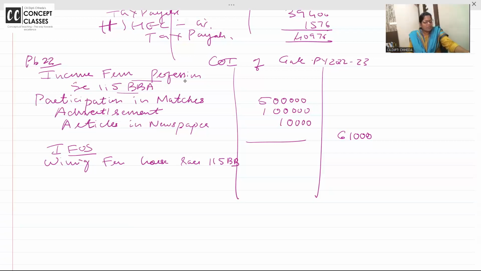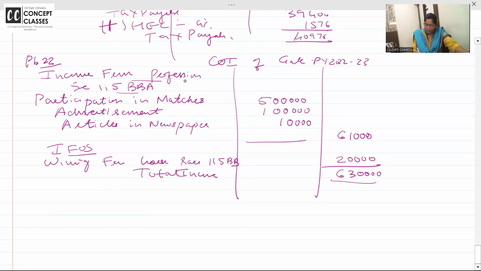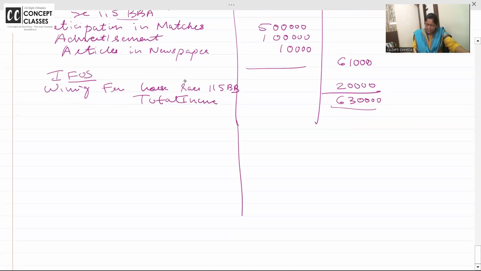कितना है winning from horse races या lottery and all that? 20,000. Six lakh 30,000 is their total income. Okay. Now, he's an NRI, so he has to pay tax in India on whatever income he has earned.